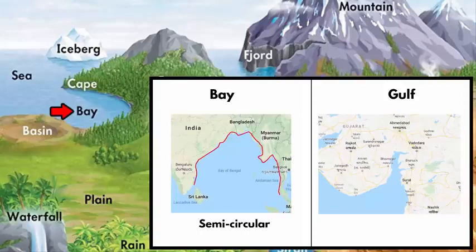If you look at the landmass around the Bay of Bengal, it is in a semicircular shape. On the other hand, if you look at the Gulf of Khambat, the sea or ocean water goes deep inside the landmass. That means a gulf has a deep inlet of the sea or ocean.